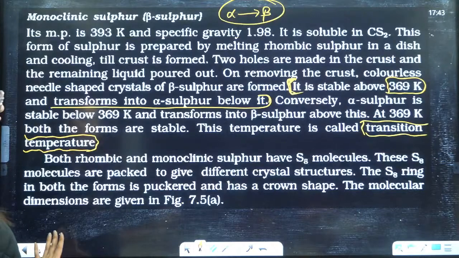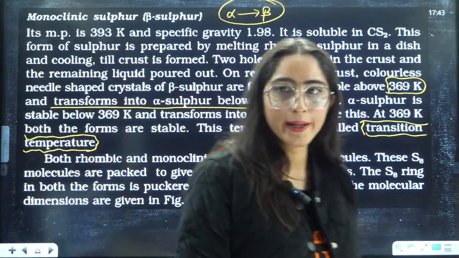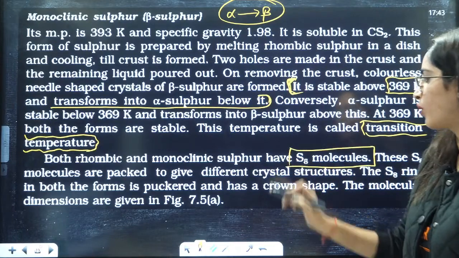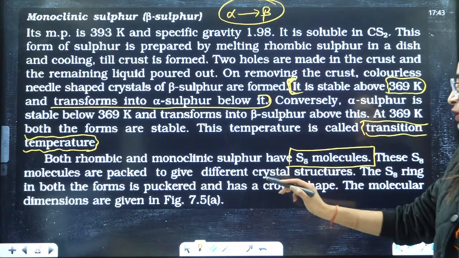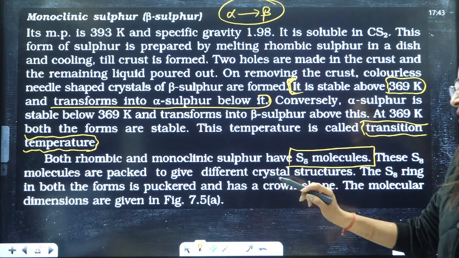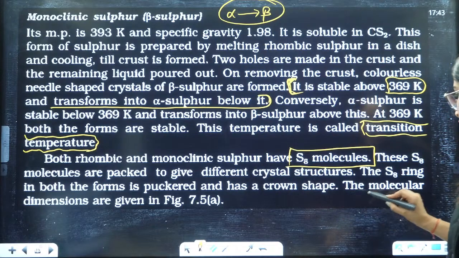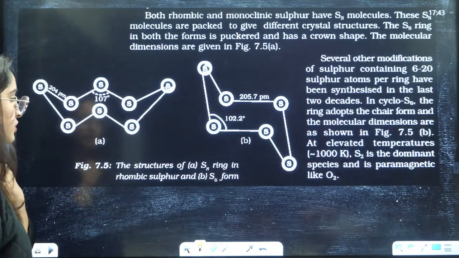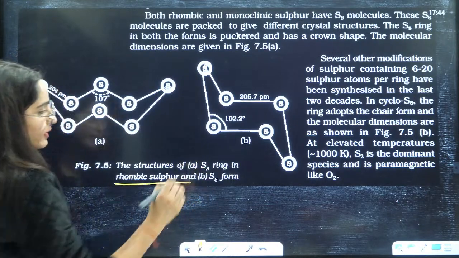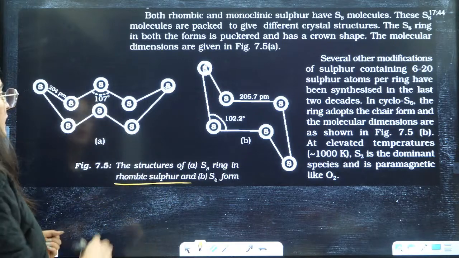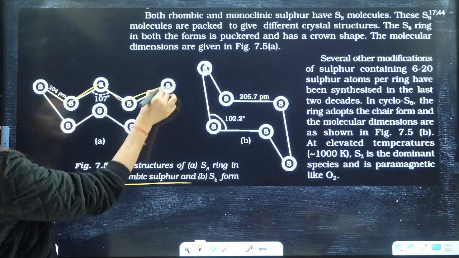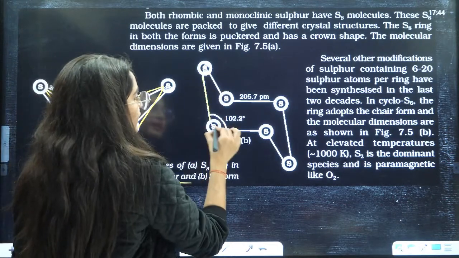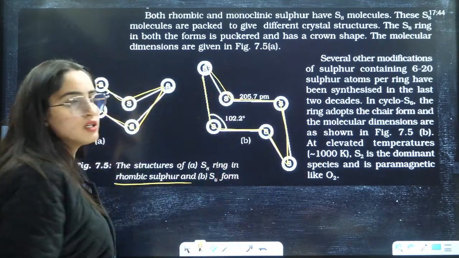Okay, guys. Now, they are saying that both have S8 molecules. These S8 molecules are packed to give different crystal structures. The ring in both the forms is puckered and has a crown shape. The molecules' dimensions are given here. So now we have rhombic and monoclinic. As you can see, this has a crown shape. So rhombic has a crown shape. This is like a chair.